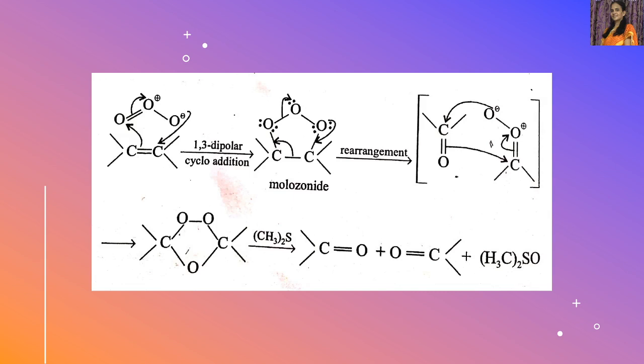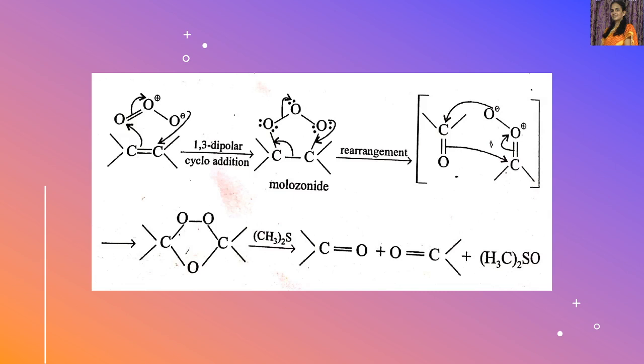So then what happens? It undergoes rearrangement. Due to rearrangement, what happens? This is the rearrangement transition state. We will get this compound. This is known as ozonide, where only one peroxy bond is present. Okay, so this is ozonide. This ozonide undergoes reduction with a mild reducing agent like dimethyl sulfide or zinc dust sometimes to form carbonyl compounds.